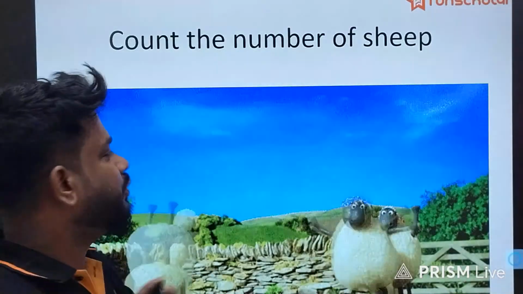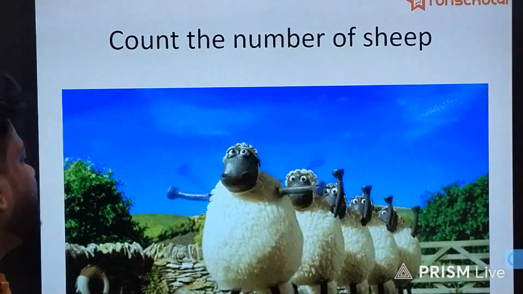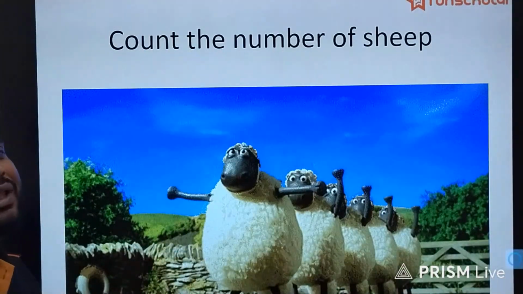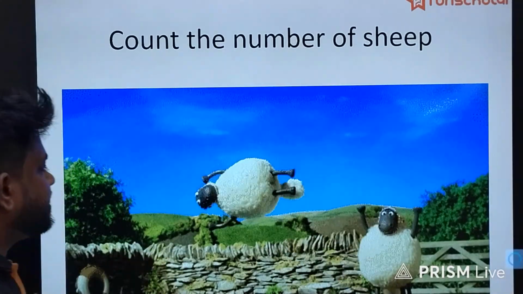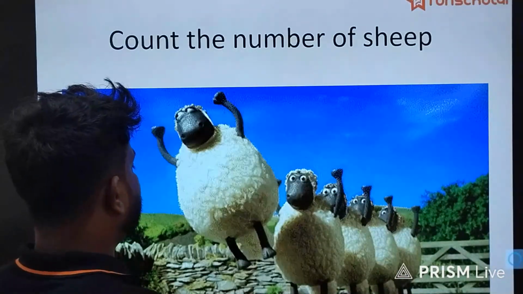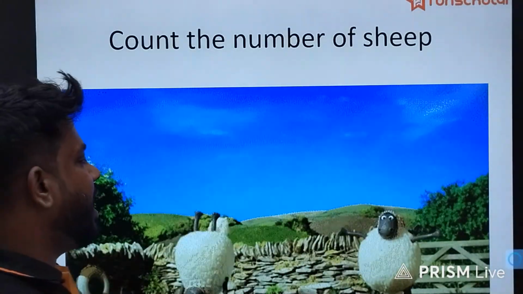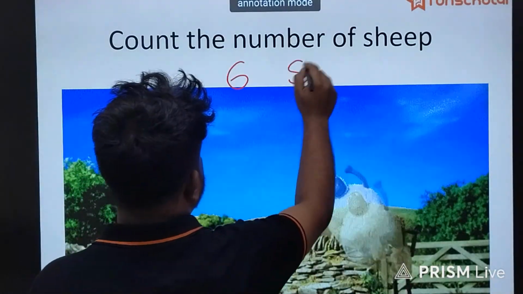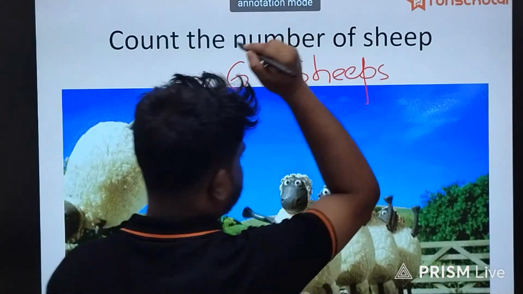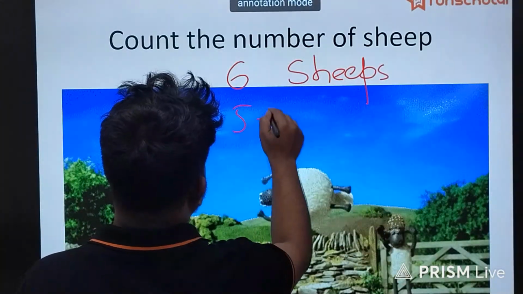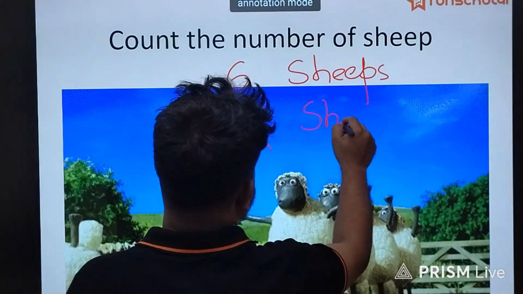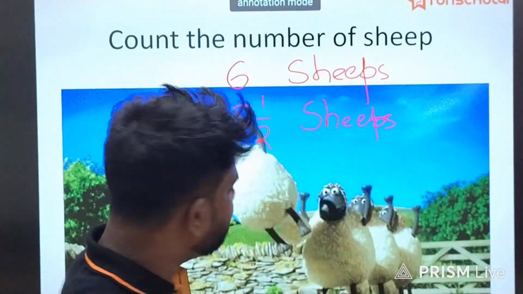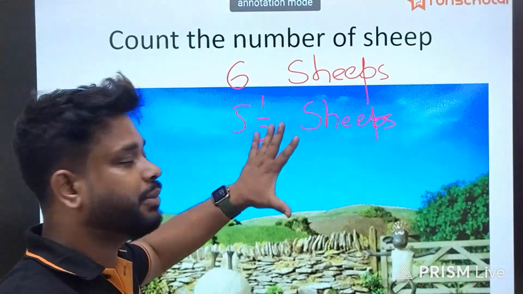Now you have a job to do: count the number of ships. Here we are seeing that ships are jumping into some whale or something. So you have to count them all. If you start counting, you can see 1, 2, 3, 4, 5 and a small one. So we can tell that here we have 6 ships, or we can say 5.5 ships, because the last one is the smallest one. So we can say that one is an example of half a ship.